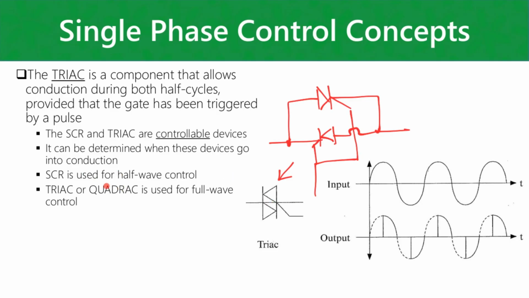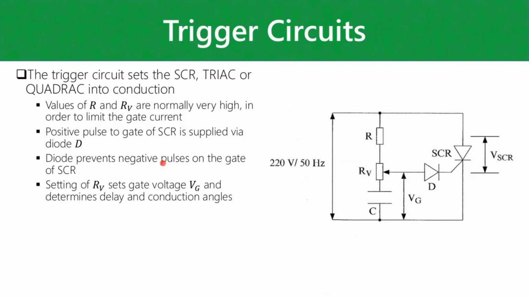A quadrac actually includes a diode somewhere in the mix as well. I think it's on the gate signal. I'm not too sure. I can't remember. Oh no, it's not a diode. It's a diac. The diac is a bidirectional diode as such. But anyways, that's a quadrac that will look something like that. But in any case, that will allow you to do full wave control.